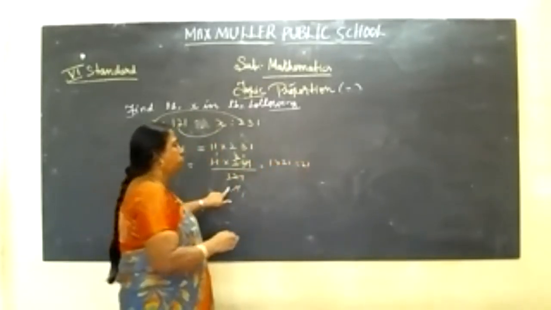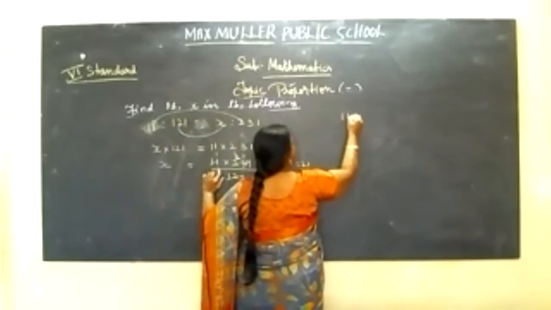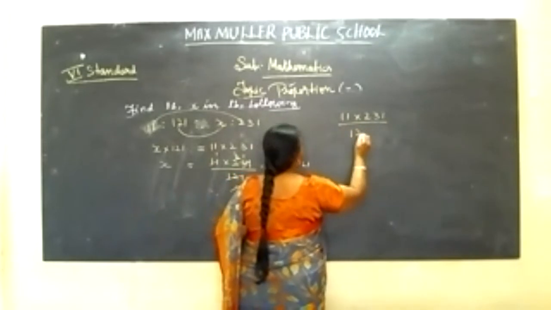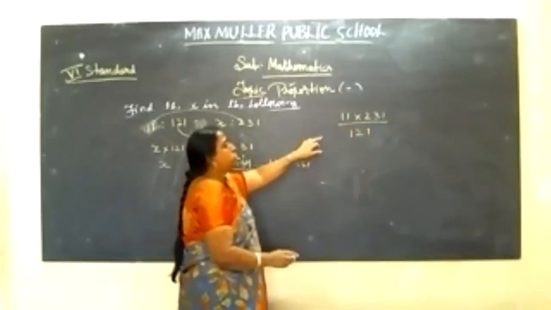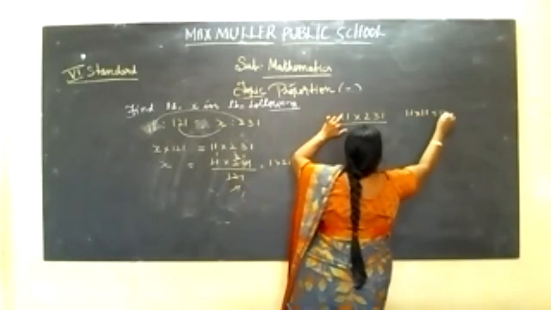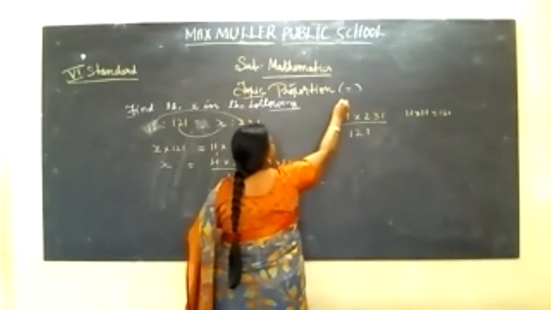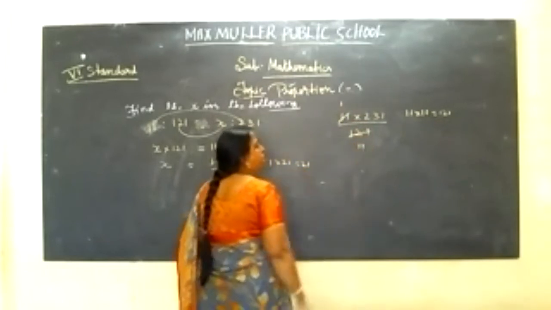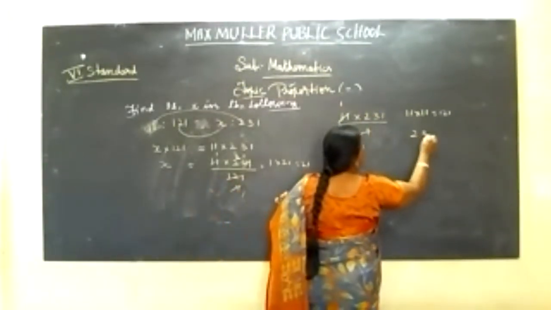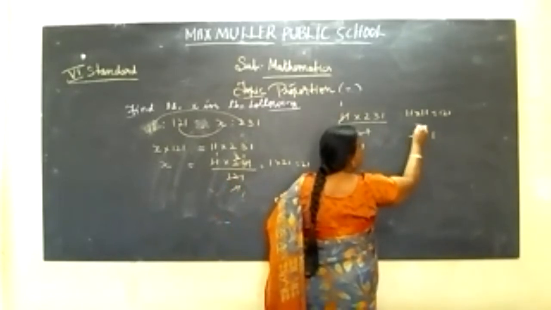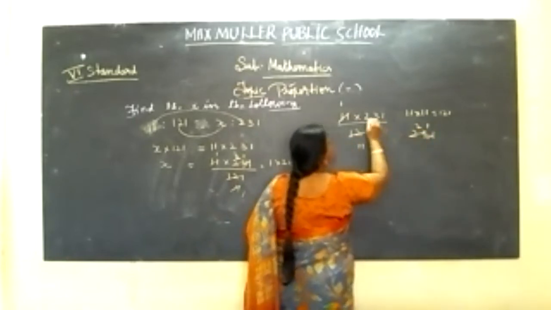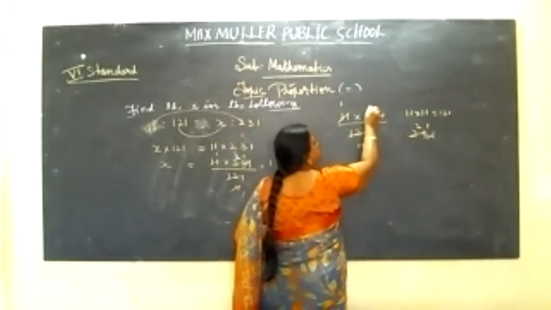Once again, I'll show the simplification: 11 into 231 divided by 121. Here 11 elevens are equal to 121. So here 11 ones are, 11 elevens are. Now how many 11s are there in 231? Here 11 twos are 22, remaining 1, so 11 ones are. So you got it as what here?